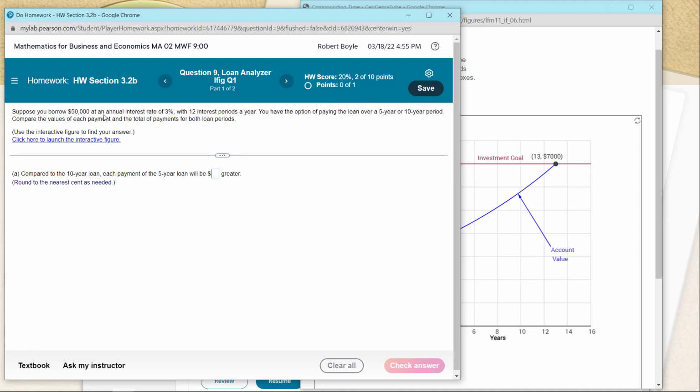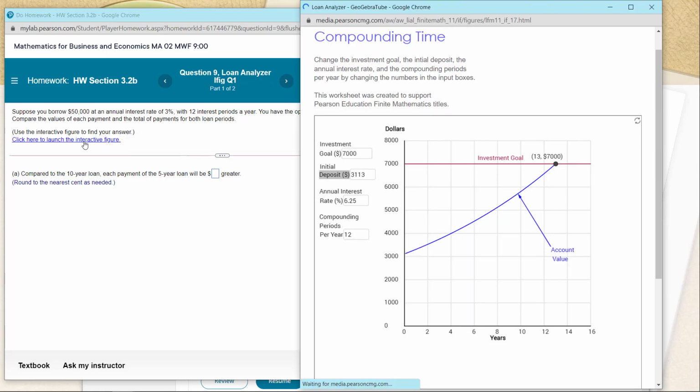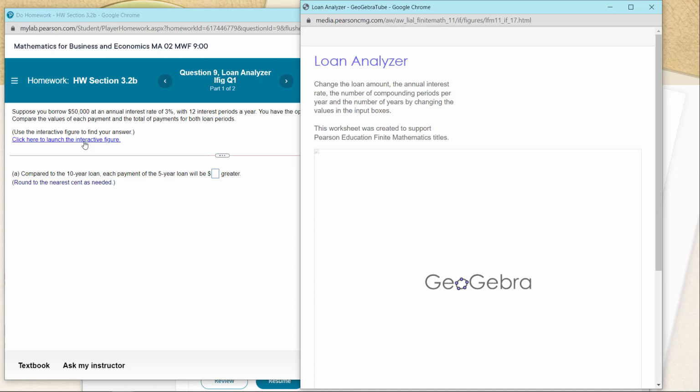Okay, here's another one. Suppose you want to borrow $50,000 at 3% annual interest with 12 periods per year. You have the option of paying the loan over a 5-year or 10-year period. Compare the values of each payment and the total number of payments for both loan periods. And once again, we need to use an interactive figure. Well, here it is. This is actually a different one.